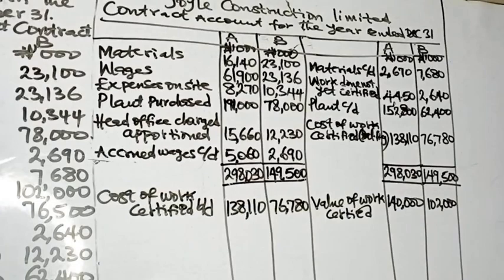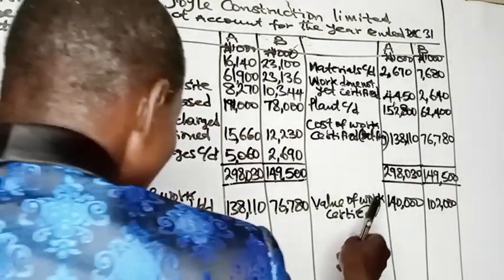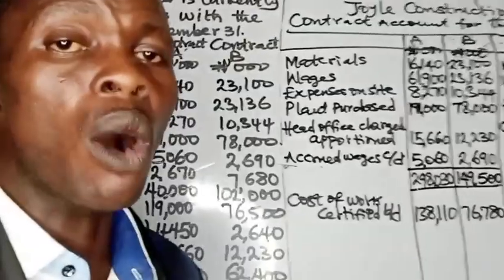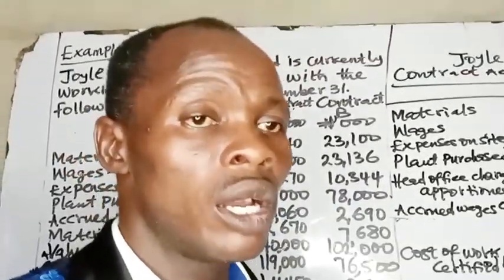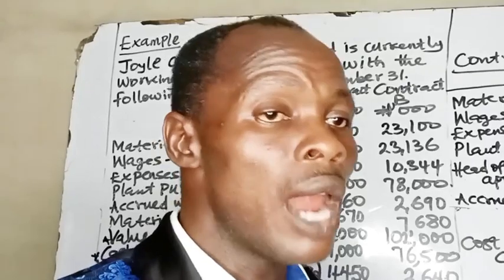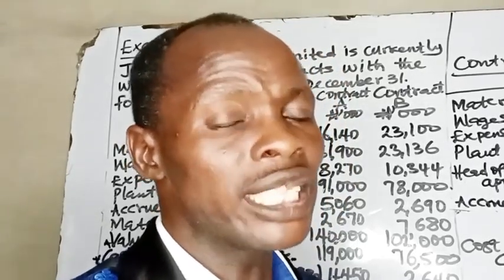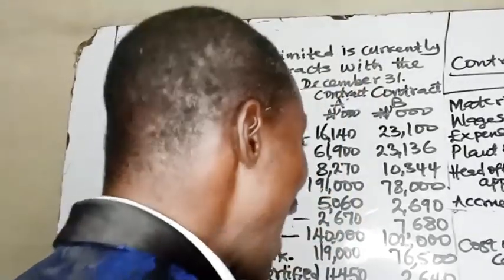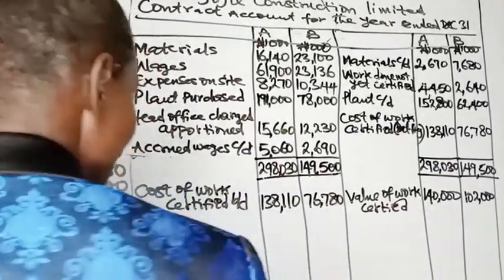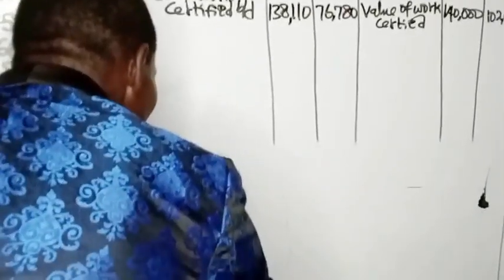Remember, I've told you that the difference between value of work certified and cost of work certified represents notional profit. Notional profit is the difference between the value of work certified and cost of work certified. And I told you that the cost of work certified is the cost to date less cost of work done not yet certified. Please take note of that. Now that we have the value of work certified and the cost of work certified, the difference between them represents the notional profit. Calculation of notional profit.